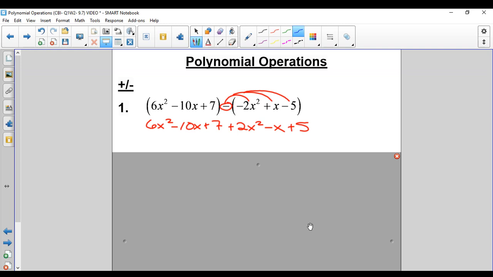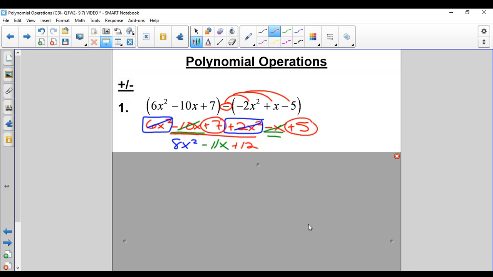Like the last video, we just combined like terms. We got x squared. 6x squared plus 2x squared is 8x squared. Those are done. We got negative 10x minus x, negative becoming more negative, so minus 11x. Those are done. And then we finish out with constants, so 7 plus 5, we get plus 12. We knock that out there.